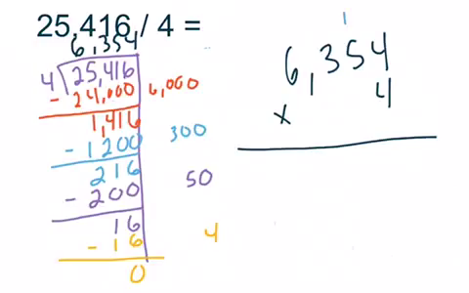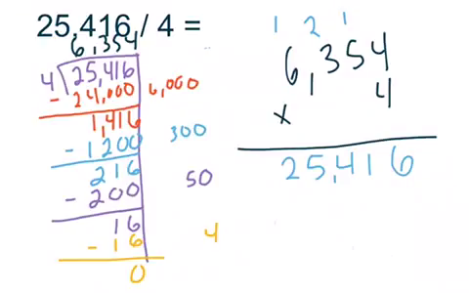4 times 4, 16. 4 times 5 is 20, plus 1 is 21. 4 times 3 is 12, plus 2 is 14. 4 times 6 is 24, plus 1 is 25. My product is 25,416, which if I double check, that's the same thing as my dividend, and that tells me that I did my work correctly and my answer is fine.